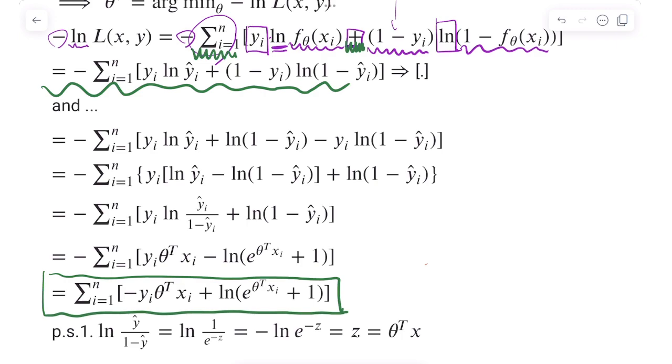In order to find the maximum likelihood, you have to find the minimum value of this function, if you can do so.